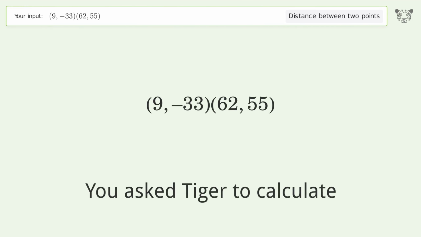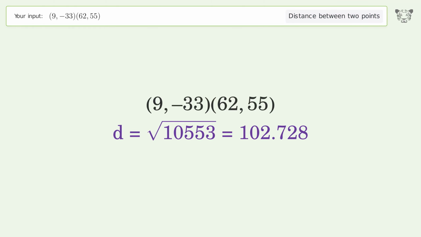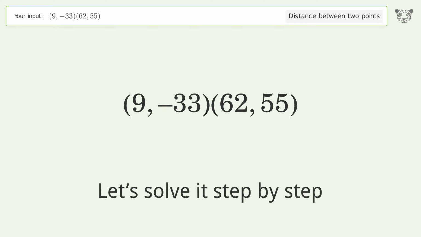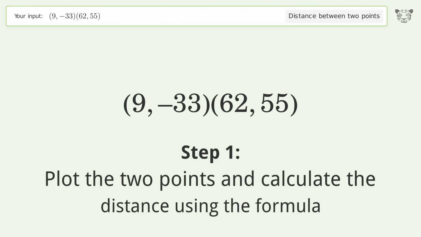You asked Tiger to calculate the distance between 2 points. The distance between the 2 points is the square root of 10,553, or 102.728. Let's solve it step by step. Plot the 2 points and calculate the distance using the formula.